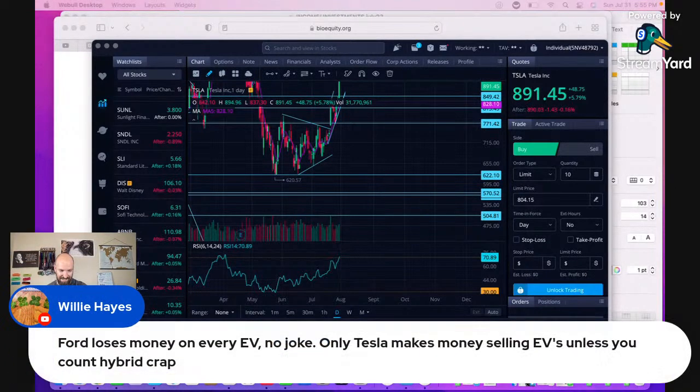And yes, as Willie points out too, they may be producing 2,000 a week, but they're not making any money on them. So that doesn't help them either. So, as we mentioned, GM needs to produce 7.5 vehicles, not just EVs, vehicles. They have to produce 7.5 vehicles to make the same profit of every vehicle that Tesla sells.